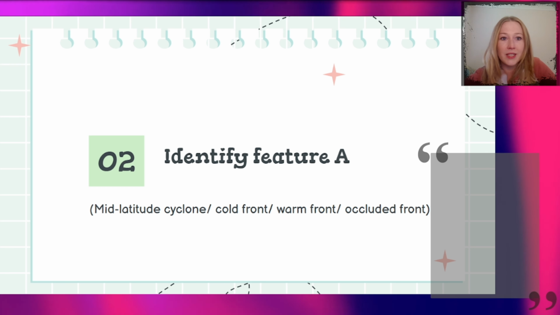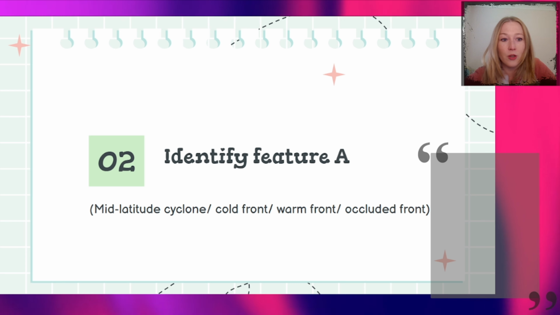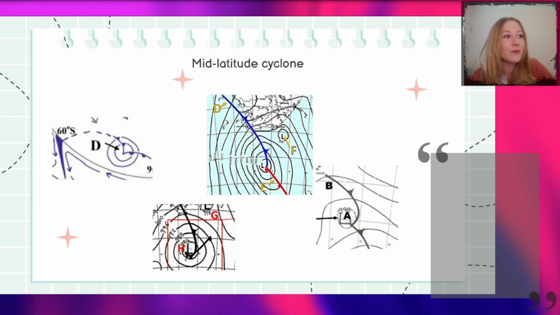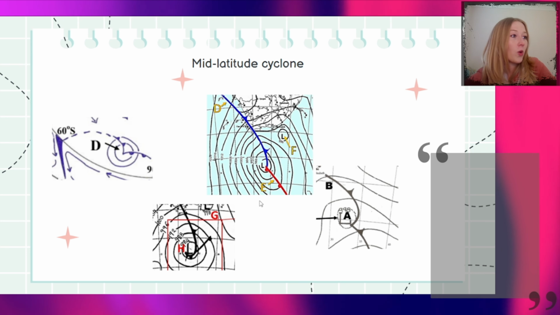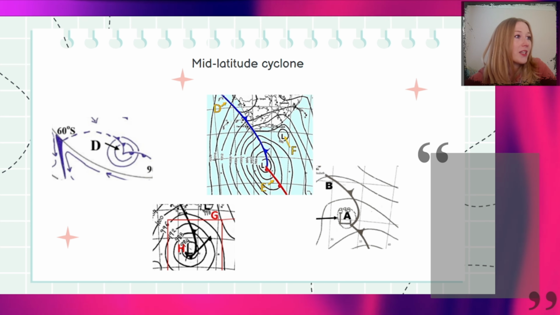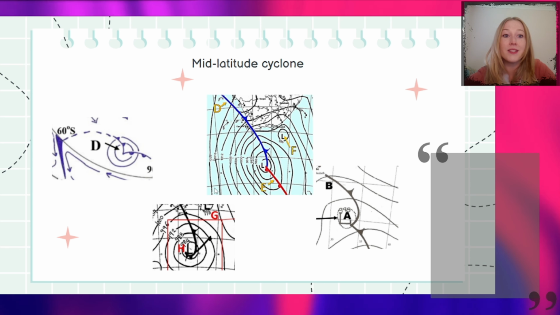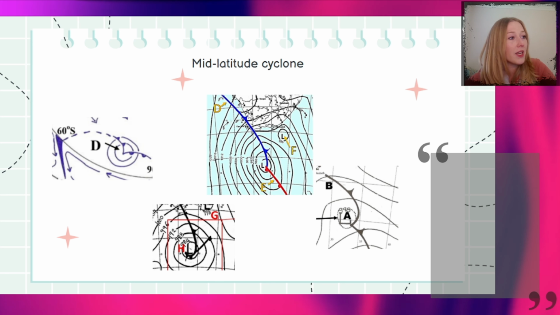So in mid-latitude cyclones, the weather feature will either be the actual cyclone itself, a cold front, a warm front, or an occluded front. So let's start with the mid-latitude cyclone by itself. So these are all different screenshots of the type of synoptic weather maps that have been included in exams. Over here, it's the entire system. A mid-latitude cyclone is the entire system. We have a cold front and a warm front, and we've got that low pressure system over there, and all of it is connected.